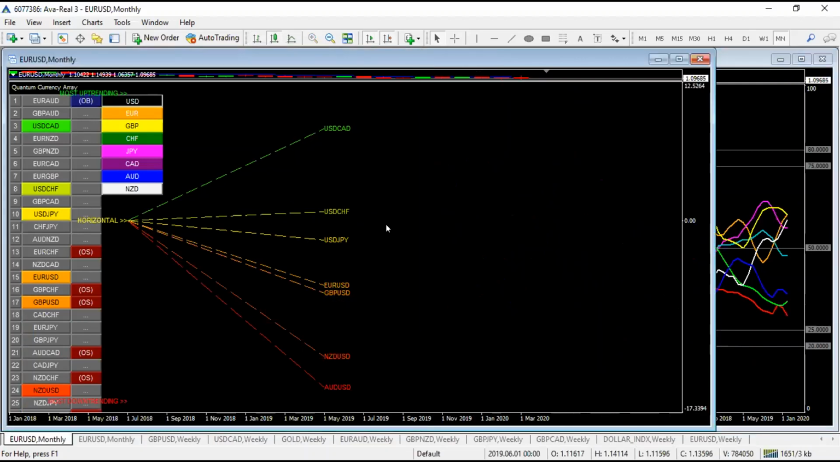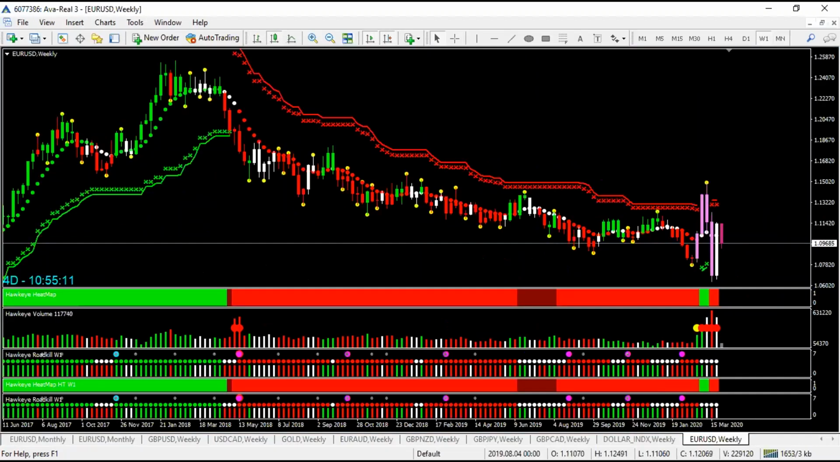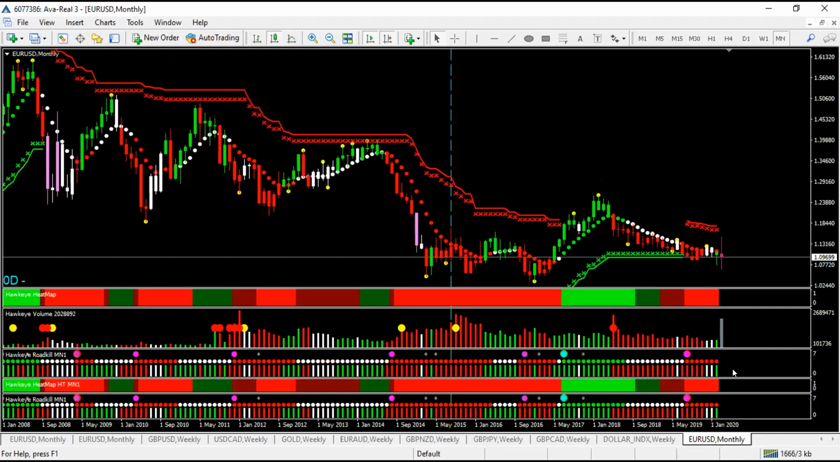Absolutely. That was from the currency array and the Fatman. Now let's check the Hawkeye. This is the Hawkeye monthly. Oh no, I think it is the weekly. Let's check the monthly. Okay, go ahead. On the monthly, we see the candles being green on different time frames. This is the strong support level being pointed out by the Hawkeye, and we see that this level, the 1.09 level, has not been broken yet. It did spike down, but it is still holding that level.